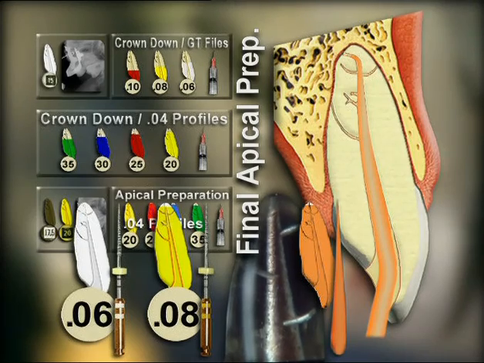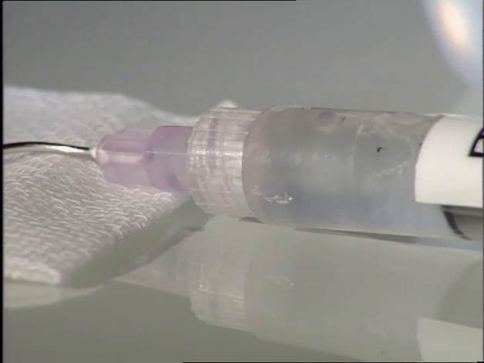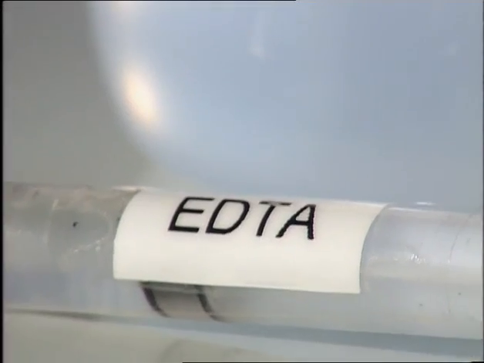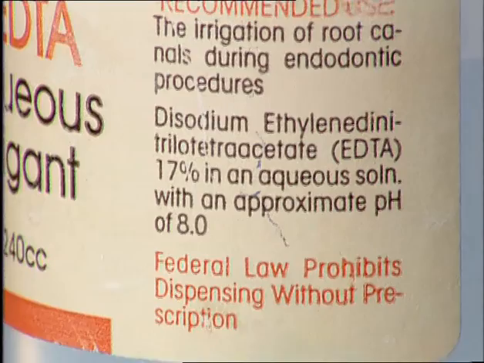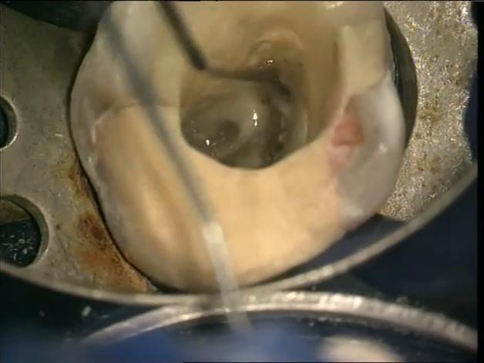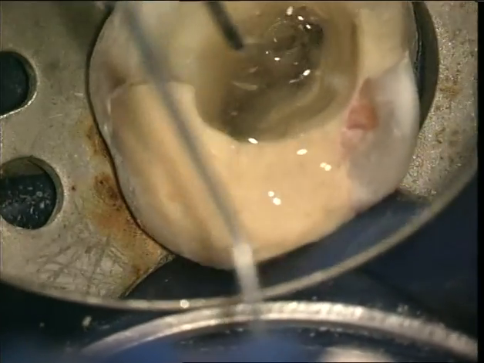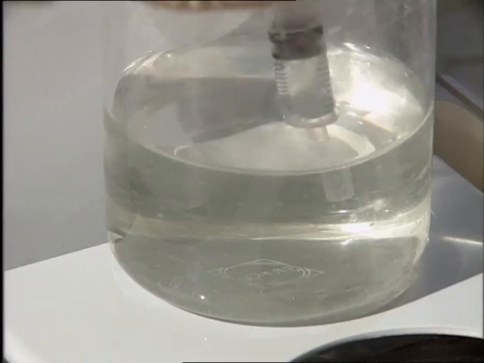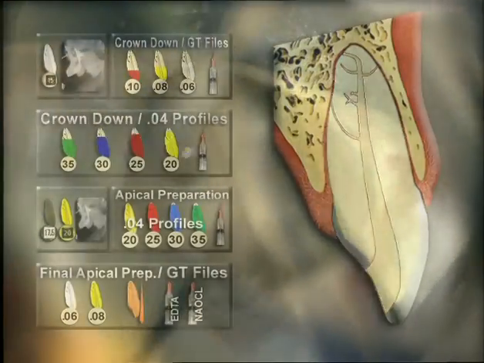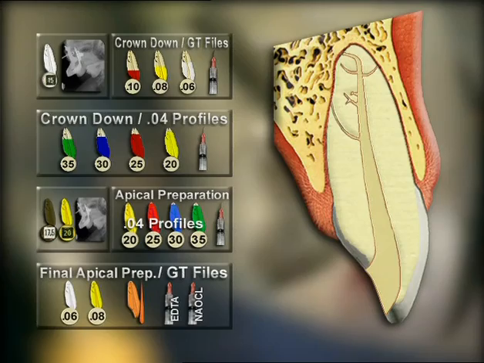At the end of the shaping procedure, the smear layer is removed by irrigating the root canal systems with an aqueous solution of 17% EDTA. EDTA means disodium ethylene diamine tetraacetate. Exceptional cleaning efficacy has been demonstrated for a combination of sodium hypochlorite and EDTA solutions. This combination removes soft tissue remnants as well as the organic-inorganic smear layer, thus reopening the tubules.